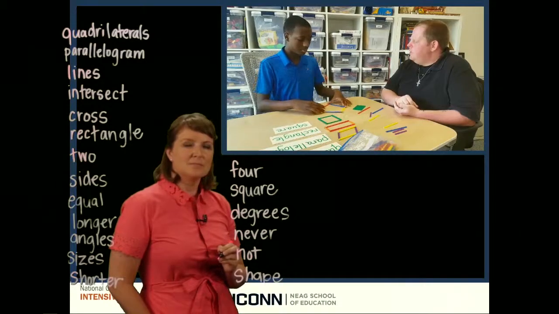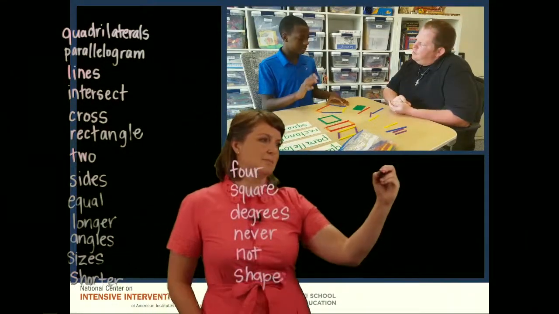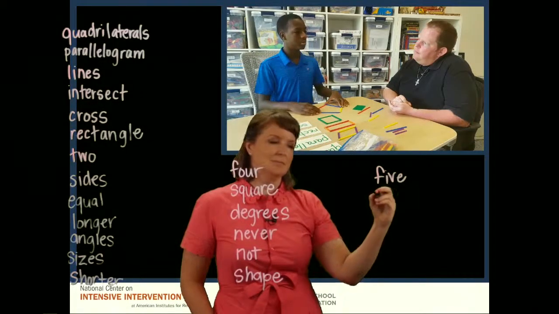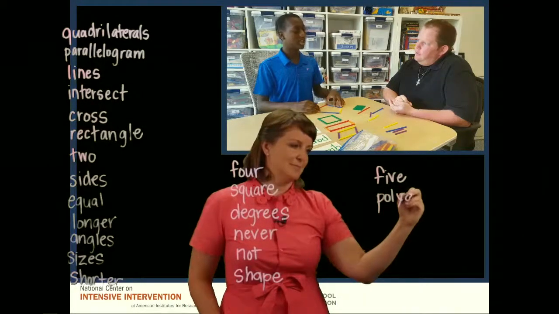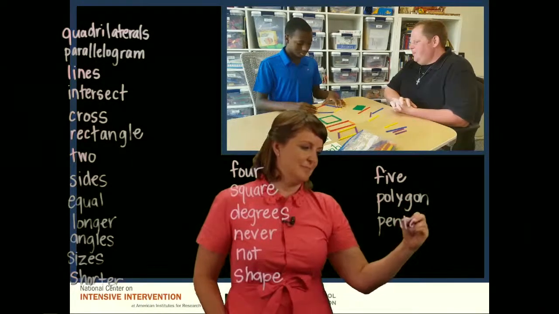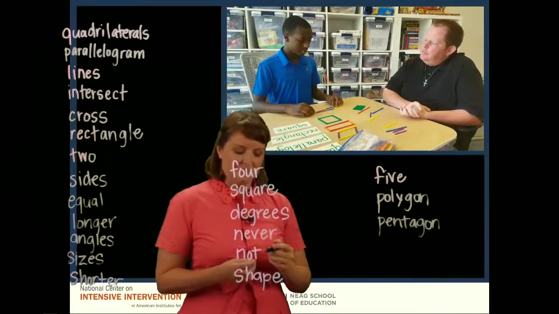Awesome. Good job. So how many sides does that shape have that you built? 5. 5. And what's the name of that? It's a polygon. Pentagon. Pentagon. Right. It's also a polygon. All right. Well, awesome job, Eric. Thank you for helping us today.